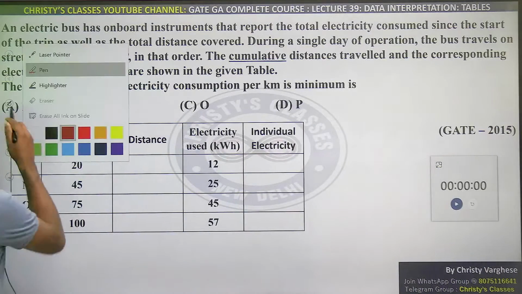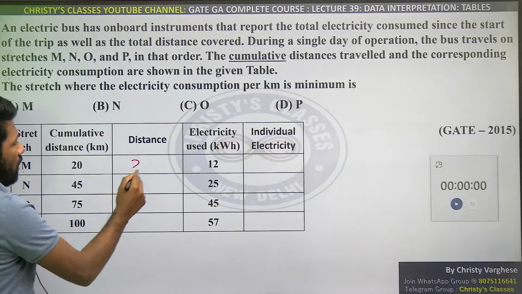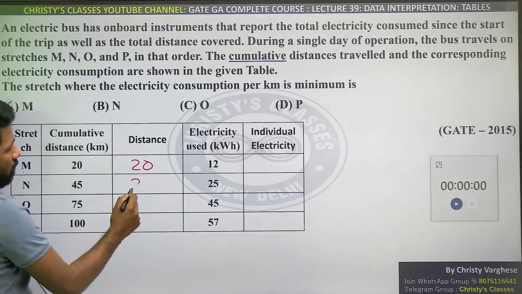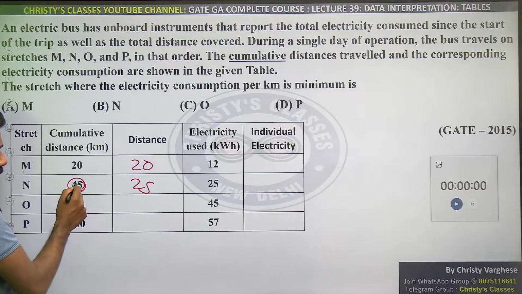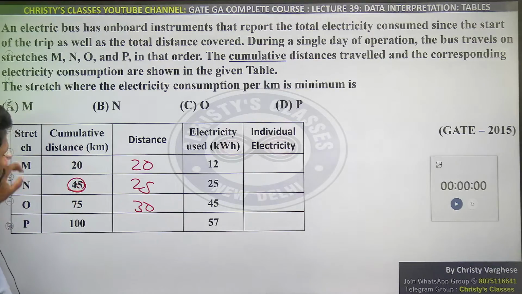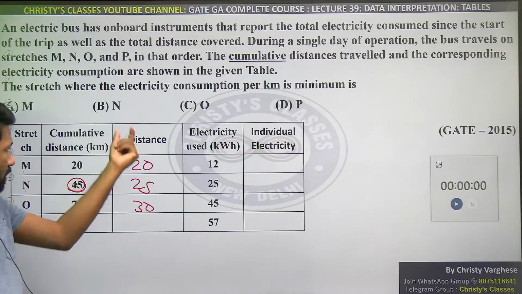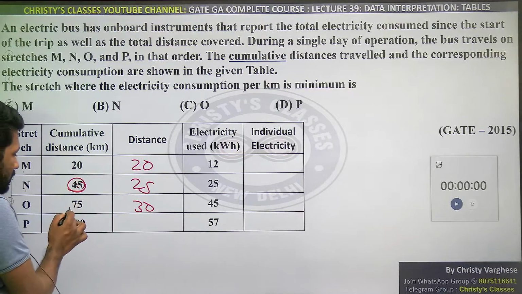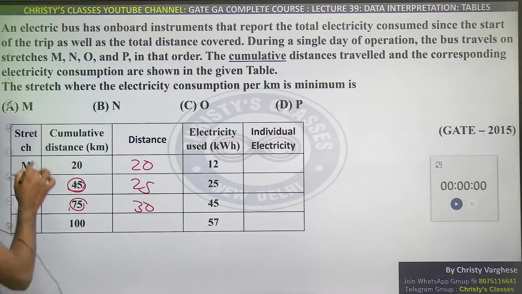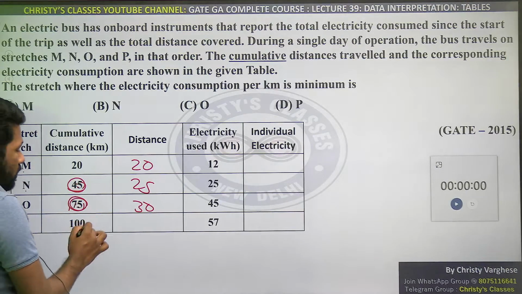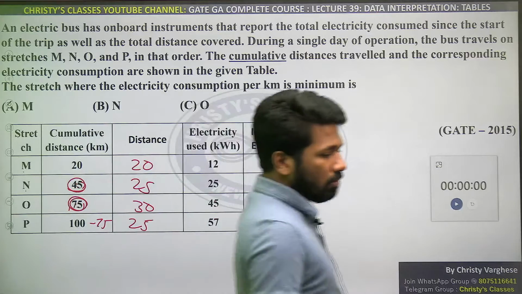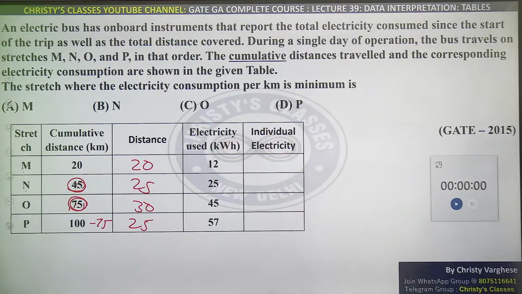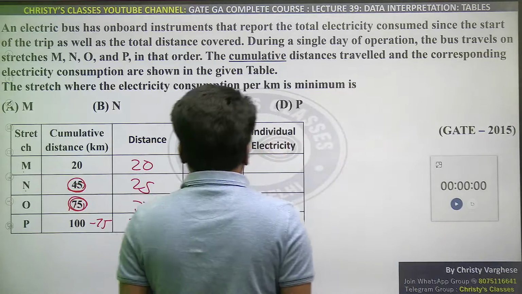So cumulative distance 20 means individual distance in stretch M will be 20 only. In stretch N, 45 minus 20, 25. For O, 75 minus the sum of the previous two values, which is 45. So 75 minus 45 is enough. We find O separately, because this 75 includes M and N and O. So M and N are not needed for the individual distance. So 30. Then on 100, this 75 is M, N and O, and P is the rest; to subtract M, N and O, subtracting 75 is enough. So that is 25. Are you all understanding how we found individual distance? Please respond. From the cumulative data, like cumulative frequency, we are finding the frequency. In school days you have learned that in detail.